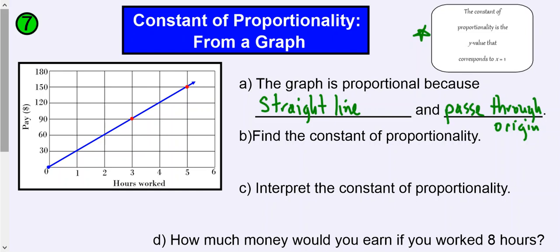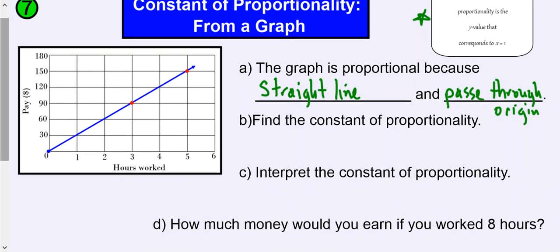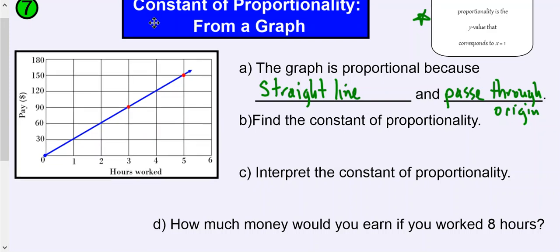Okay, now a lot of times when we're looking at a graph, remember x is going horizontally and y is going vertically. So these are the x values here. X, y. So the constant of proportionality is when x is equal to 1. Okay, so we can look at that and say, well, x is equal to 1 here, and y looks like it's about 30. Okay, so I'm going to say k is equal to 30.